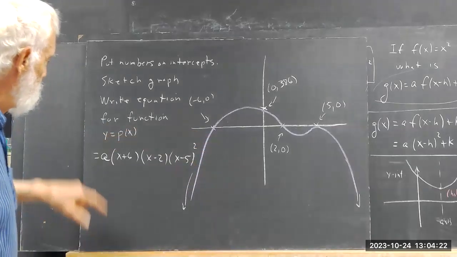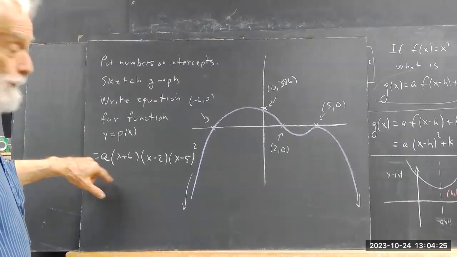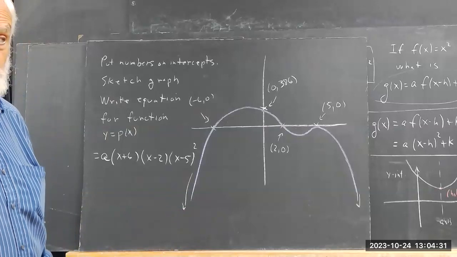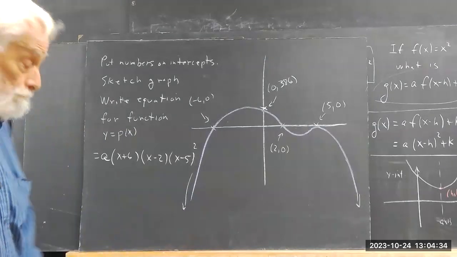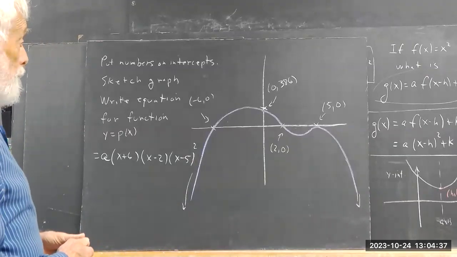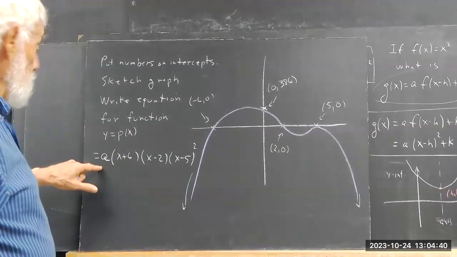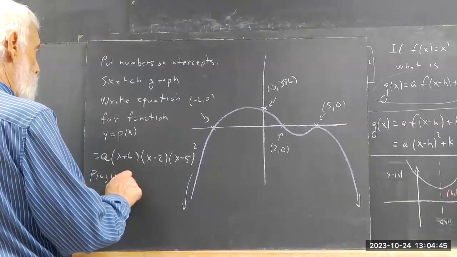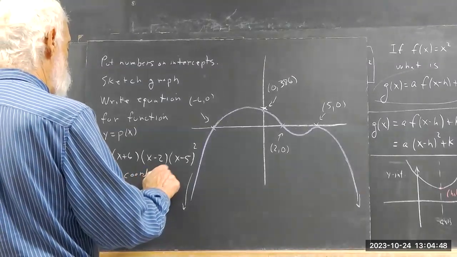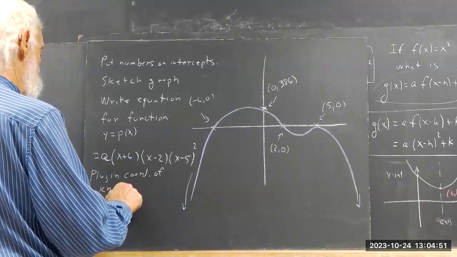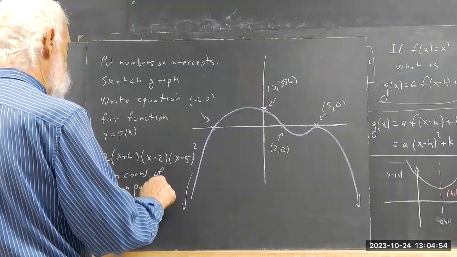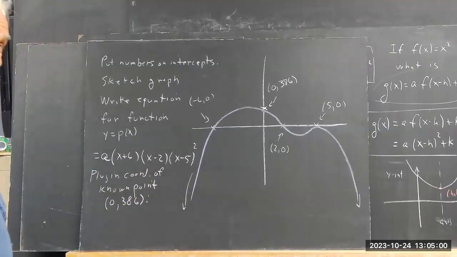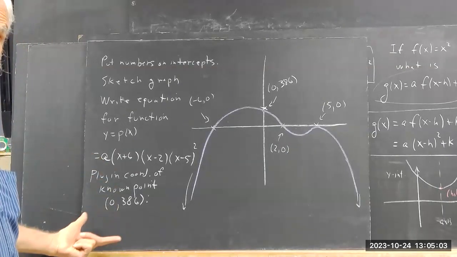Okay, so you got this. And everybody got to this point more or less. Some people kind of forgot that multiplicity thing, so make sure you understand it. Make sure you at least know to do it. So now what do we do? We've got everything but the value of A. So now we plug in coordinates to the known point, which of course are 0, 386. Once we do that, we're going to be able to solve for A.